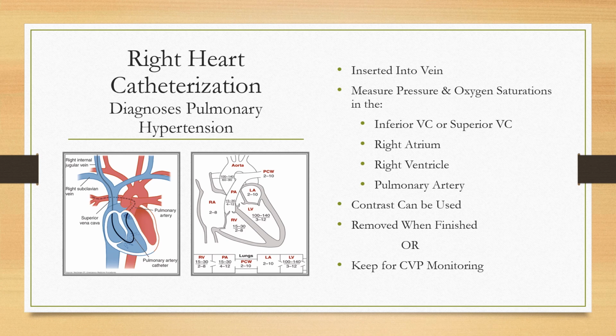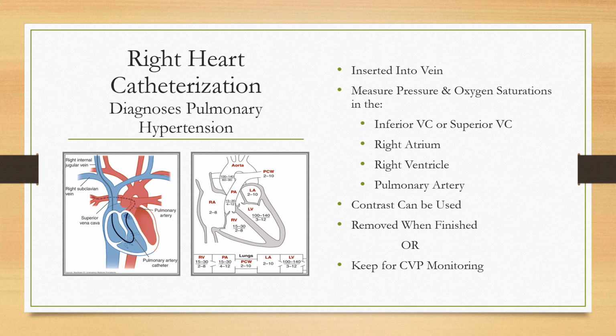So the blood coming back into the right atrium, it's generating a pressure between 2 and 8, pretty low. The right ventricle, when it pumps, 15 to 30, and then relaxes, 2 to 8. The pulmonary artery, typically 15 to 30 during systole and 4 to 12 during diastole. Just good to know those pressures, right? So that's what a right heart catheterization is used for.